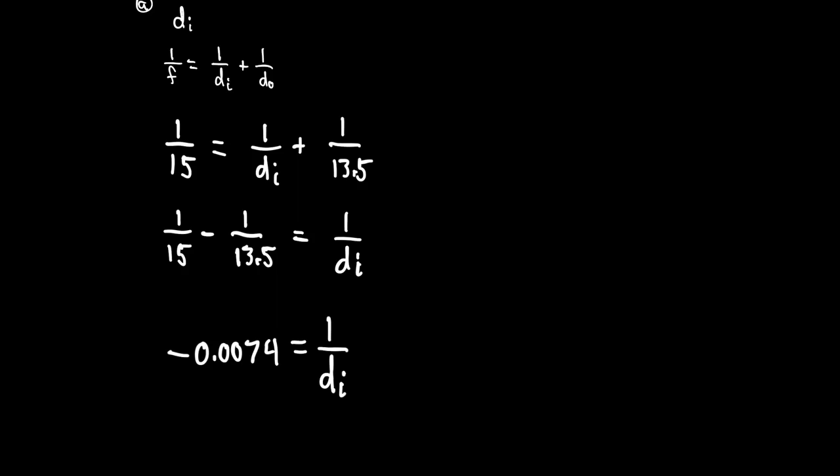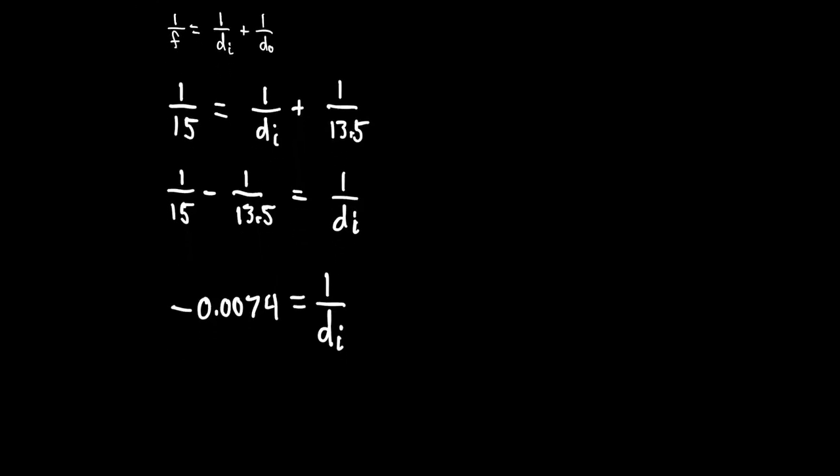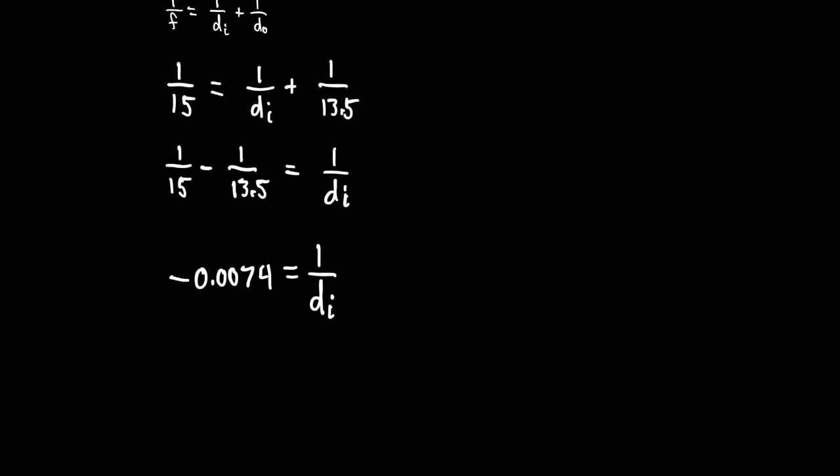Do we have a negative distance of the image? Is that possible? Yeah, sure. Not a problem. Now, is that the distance of the image? No. What do I have to do? I have to take 1 over that. I have to take the inverse. So my distance of my image when I take that inverse is negative 135. What are the units? Centimeters.